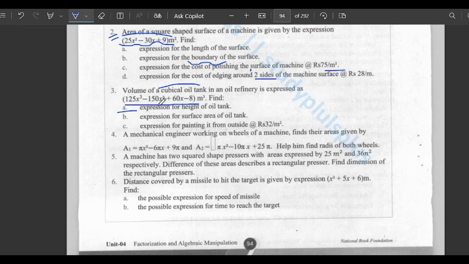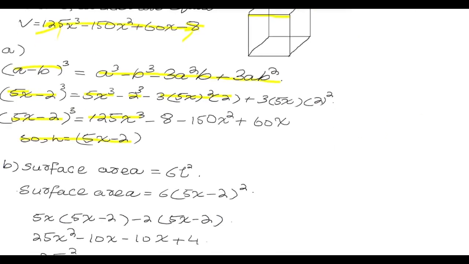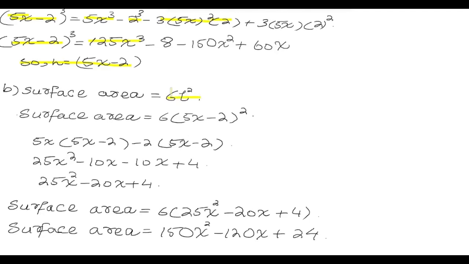Now we need to find the expression for the surface area of the oil tank. As we learned in the previous grades, the formula for surface area is 6L square, where L represents the sides. So we will multiply the length 6 times and we will take its square to find the surface area for the oil tank. So what can we do right now? Here I've pasted the formula, which is 6L square. 6 will be multiplied with 5x minus 2, which was our height or dimension, and we will take the square of that.